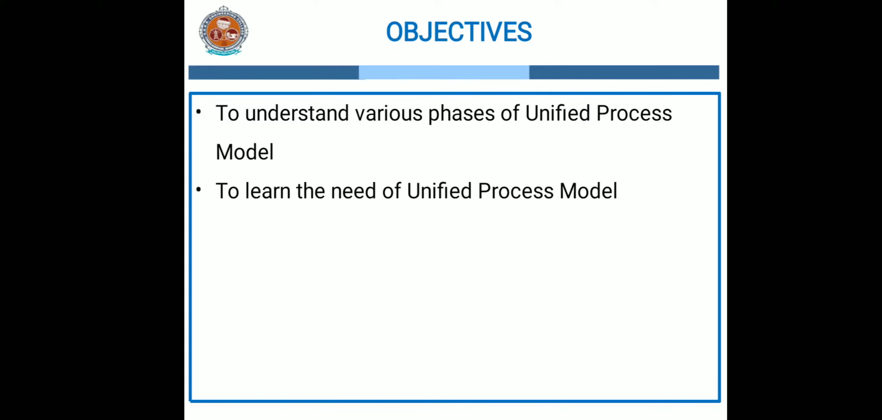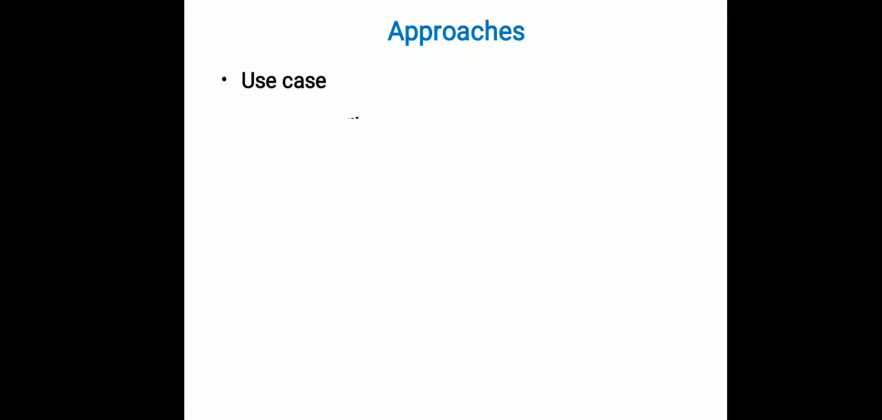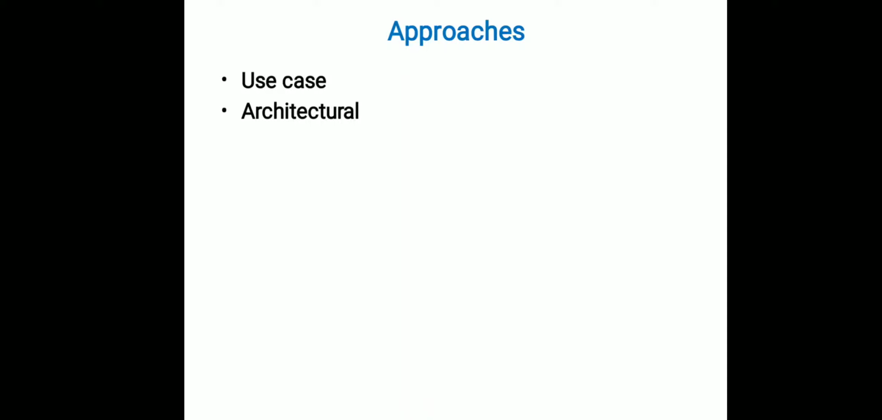of unified process model. Here, before learning what are the various phases of the unified process model, let us see what are the approaches it will use with some examples. So here it is using the use case driven approach, architectural driven approach and architectural centric approach, and it is using iterative and incremental approaches.